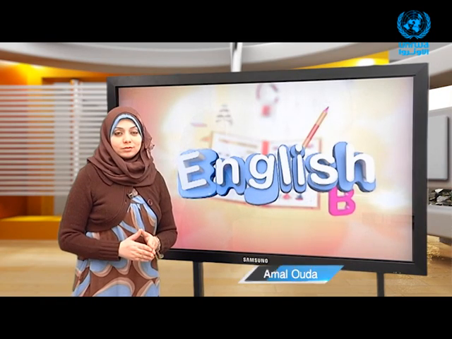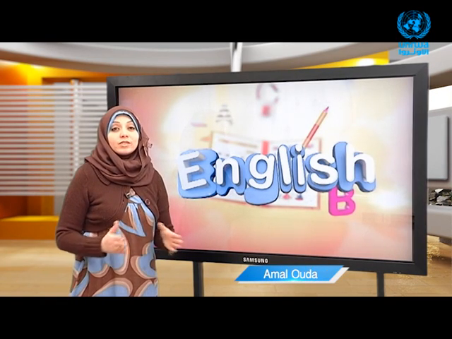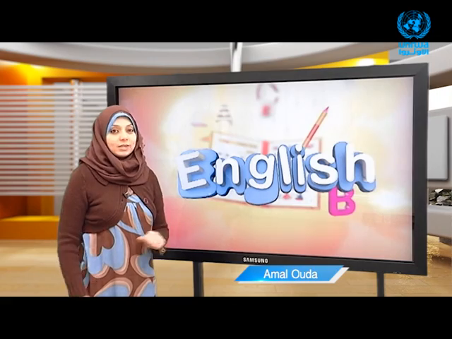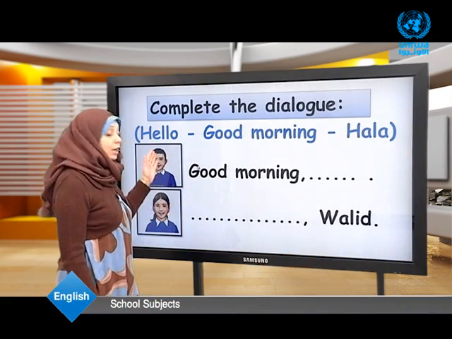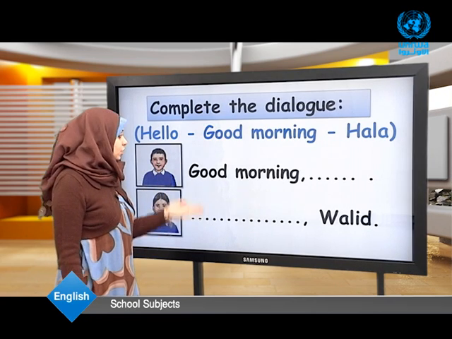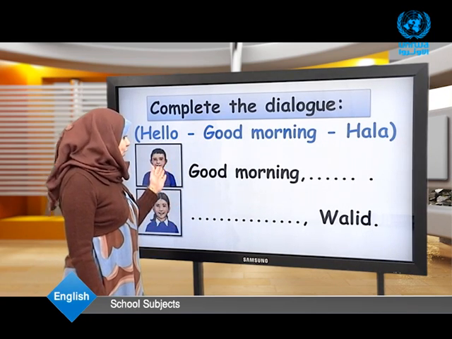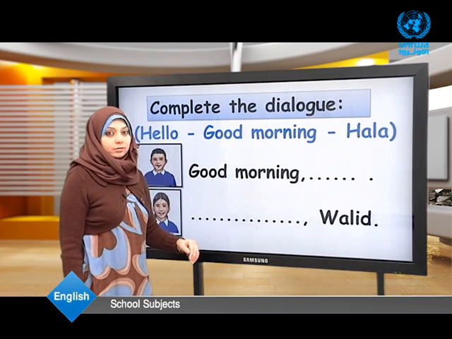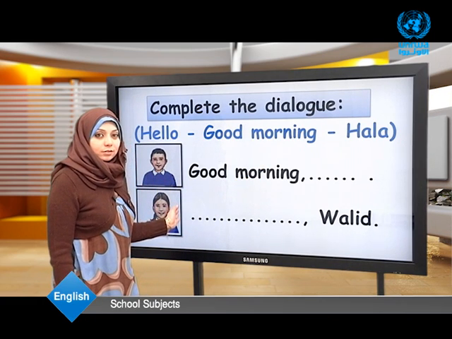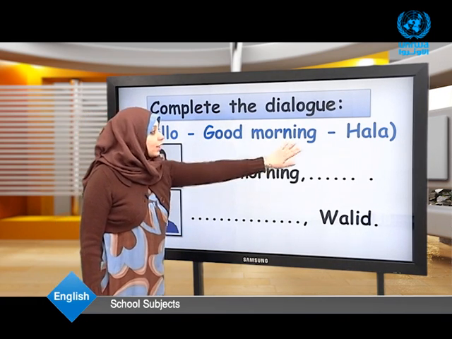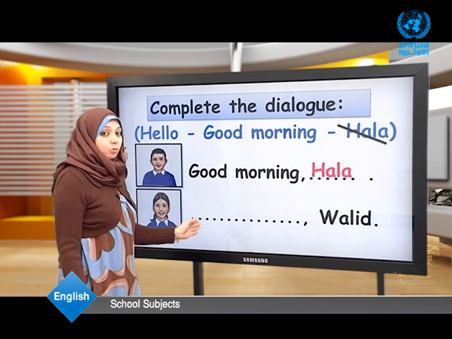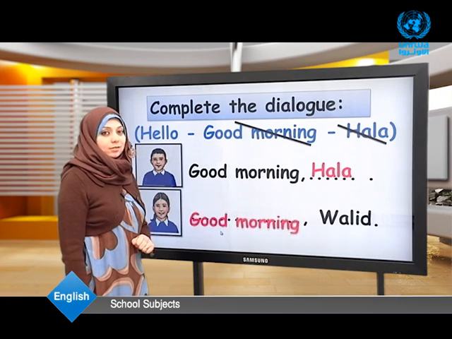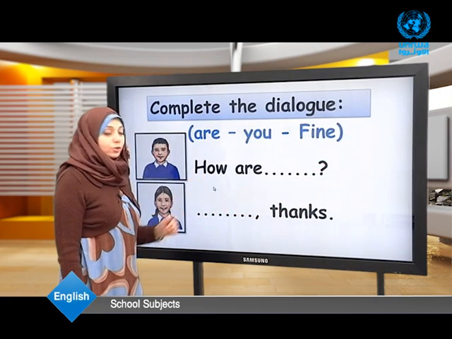Welcome back, dear all. Now let's revise what we have learned in this lesson with many activities. The first activity is complete the dialogue. Here we have a dialogue between Hala and Walid. Let's start. Walid says, good morning. Who is she? She's Hala, so good morning, Hala. Good morning, Hala. Hala will say, good morning, Walid. Very good. Okay, let's continue.